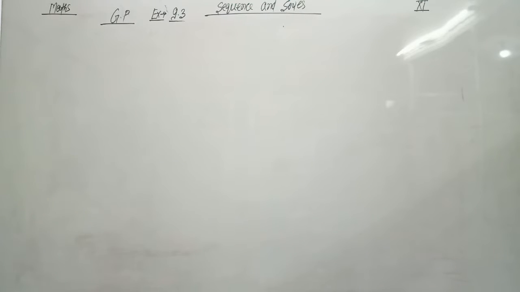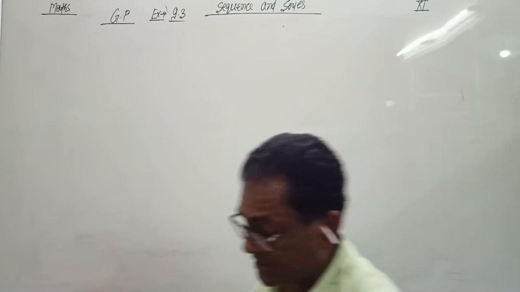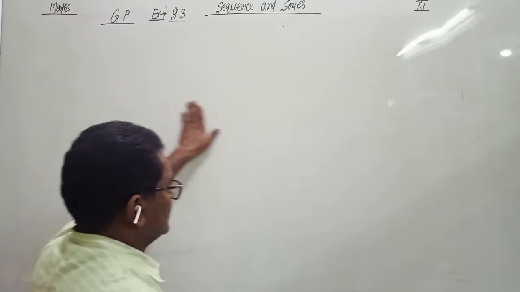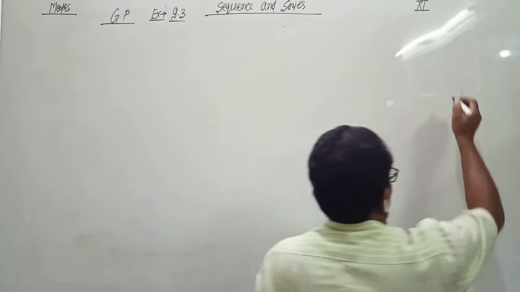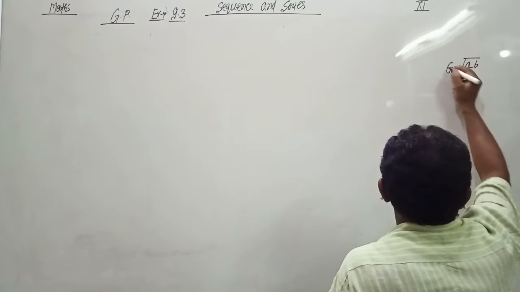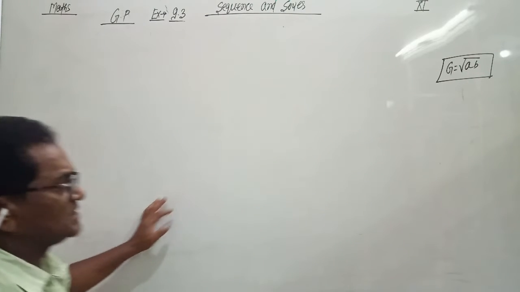Continue the exercise 9.3. In the previous video, the last topic which we discussed was the single geometric mean between two numbers. If there are two numbers A and B, then the single geometric mean between two numbers is given by G equals under root of AB. This is called the single geometric mean between two numbers A and B.